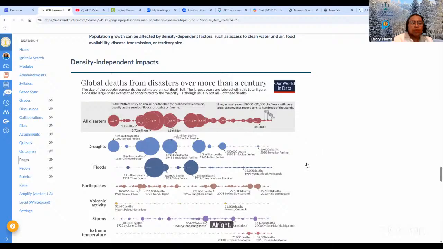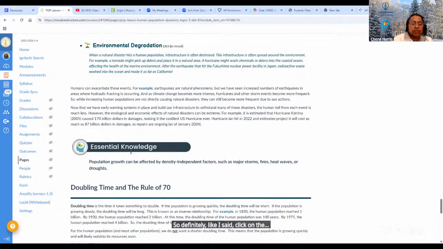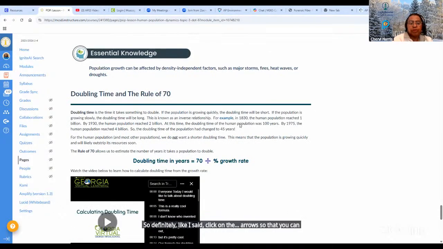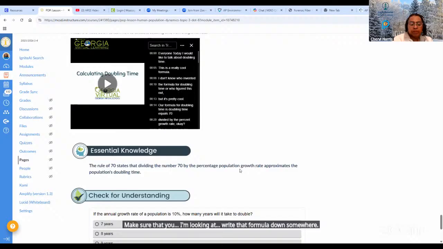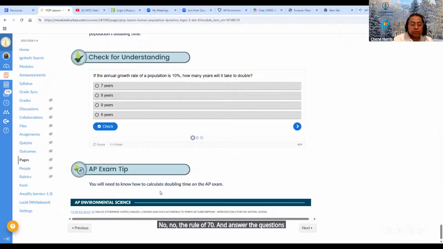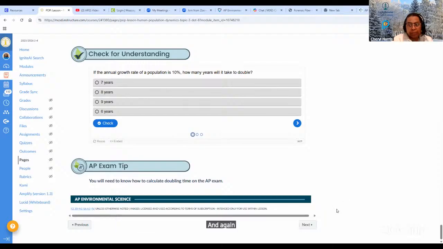All right, so that's an explanation of all of the density independent factors that would limit a population. So definitely, like I said, click on the arrow so that you can read down. Write that formula down somewhere. Know the rule of 70 and answer the questions. I should only have one tip for you today: you need to know how to calculate. And again, there's a calculator provided in the AP Classroom program.